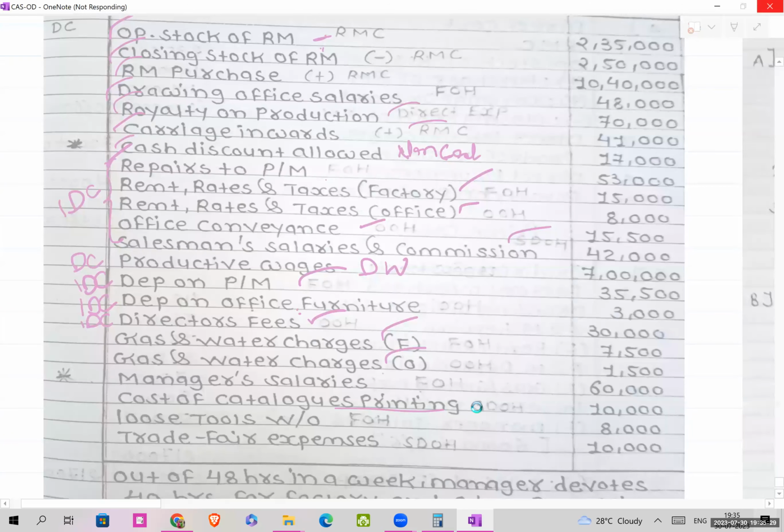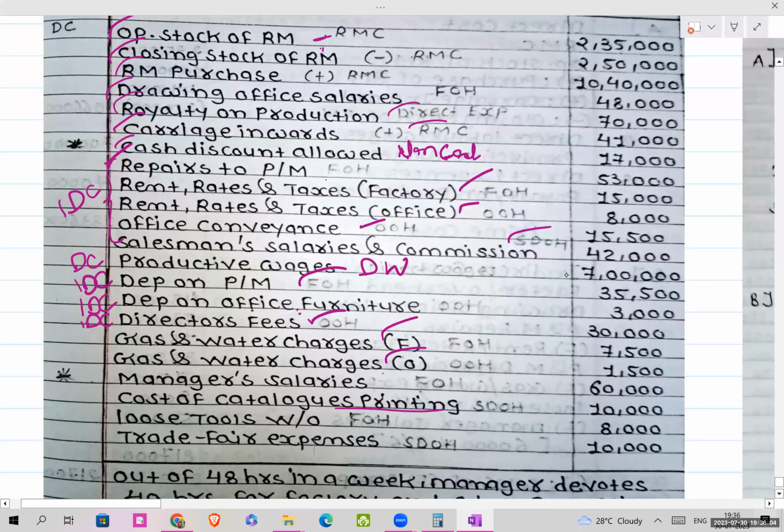Okay, then comes loose tools written off. While discussing the theory aspect of cost sheet, I had given you a list of which assets will be a part of factory, which assets will be a part of office, and which assets will be a part of selling and distribution. So loose tools was a part of factory assets. So upkeep of loose tools will be a part of factory overheads. Okay. I hope I'm clear about this to everyone, correct?